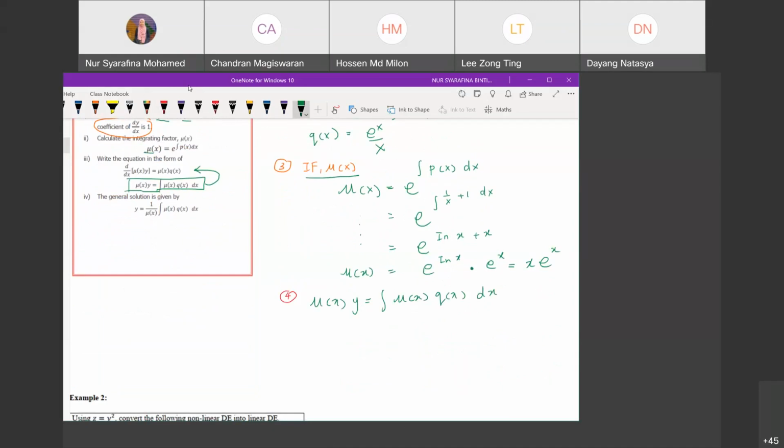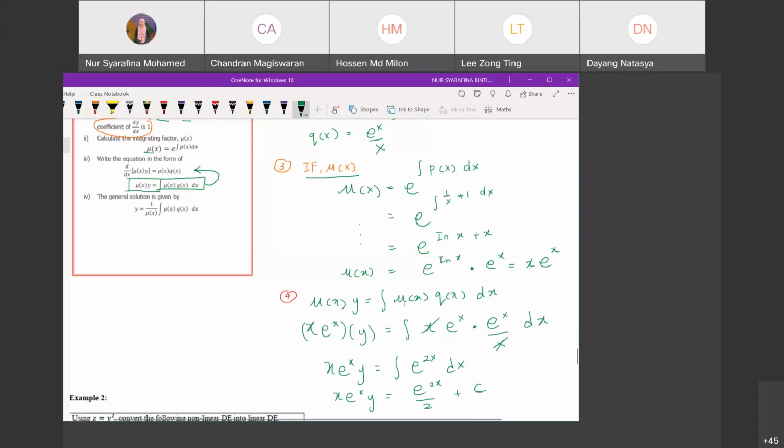So mu x is obtained, y is y, integrate mu x times q x, where q x is e to the x over x, integrate with respect to x. So this one you can eliminate. This one becomes integrate e to the x. So you should get e to the x over 2 plus c.